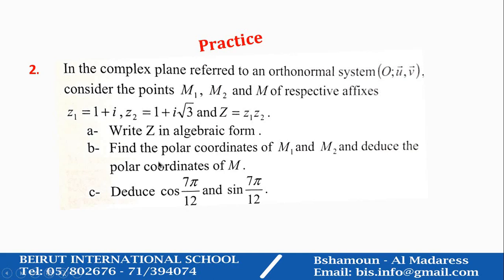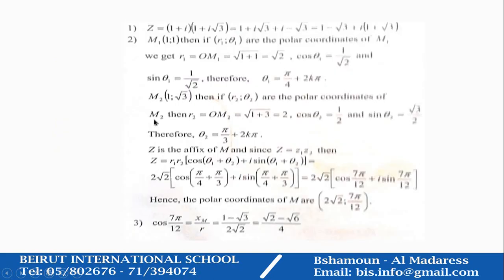First, we should write Z in algebraic form. Z is Z1 times Z2. You substitute, you distribute, you take i common factor, and you end up with this expression: 1 minus root 3 plus i times (1 plus root 3). This is Z.